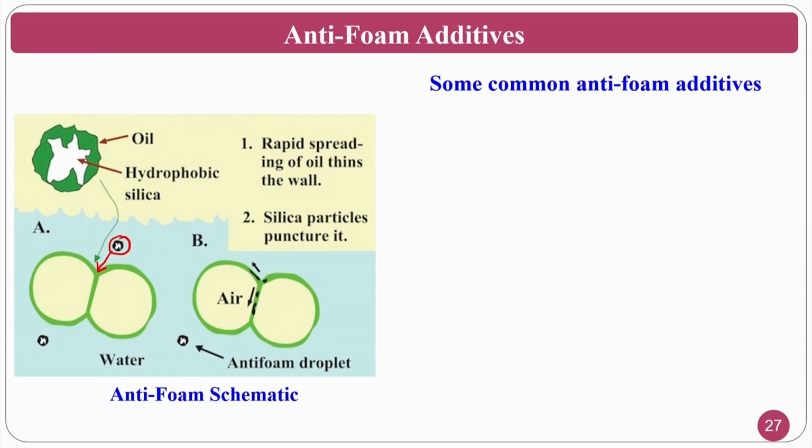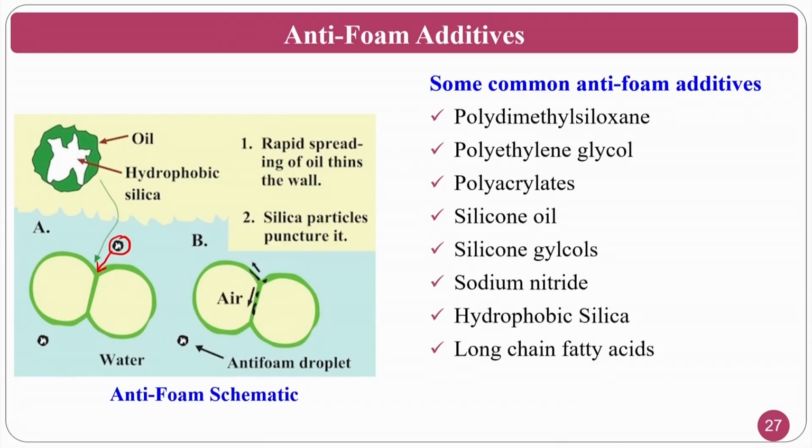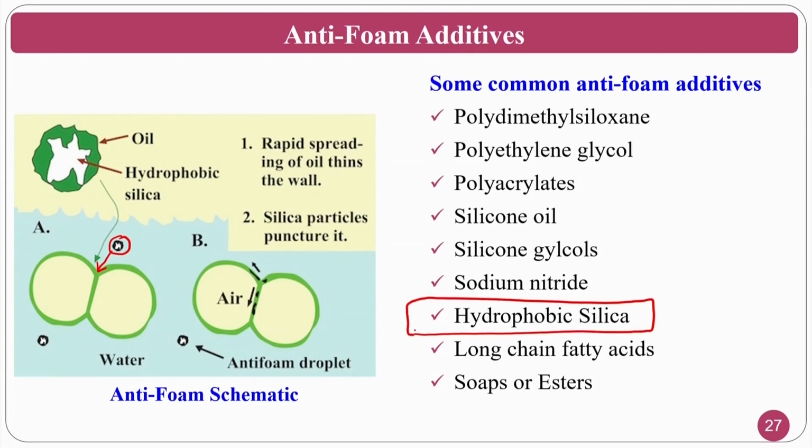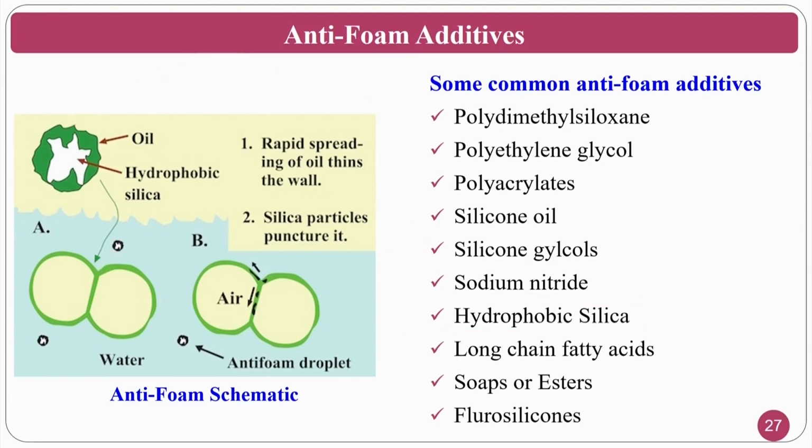Some of the common anti-foam additives you can see are polydimethyl siloxane, silicone oil and hydrophobic silica. What we are seeing in this present example is hydrophobic silica used in this condition. So this is one of the examples. Soaps, esters and fluorosilicones are the other things.